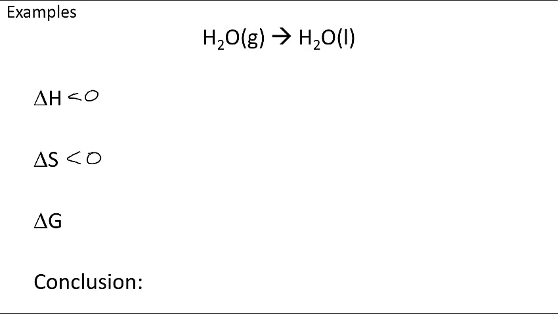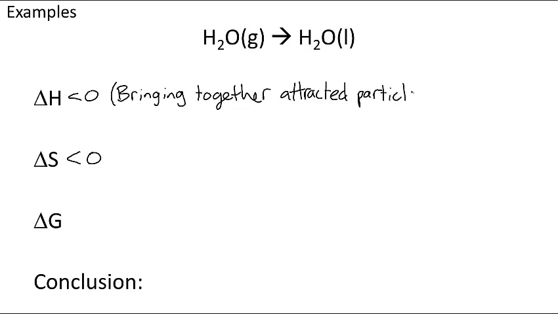All right, how do I know delta H? If I didn't do this by process of elimination, how would I know delta H is less than 0? It's condensation, which means we're bringing together attracted particles. From the beginning of the year, we said when you bring together things that are attracted to each other, you lower their potential energy. So you allow those gas particles to condense. They're going to release energy because they're going to run towards each other. Yay, I missed you so much.